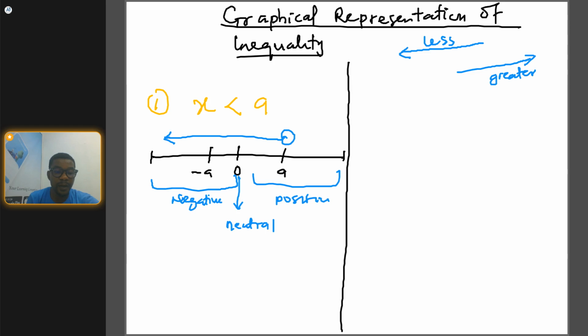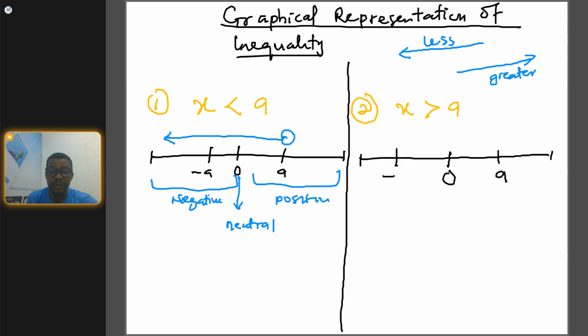The second case: if I have x is greater than a, you still have to draw the number line and indicate the neutral point, which is 0, the positive side, which is a, and the negative side, which is minus a. This time around, let's say minus a. What's the first thing to do? The first thing is to identify minus a on the number line. So this is minus a.